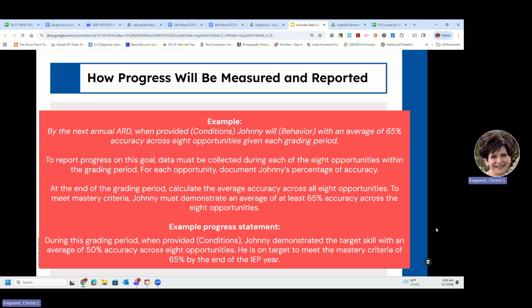So an example progress statement might read: during this grading period, when provided, list the conditions, Johnny demonstrated the target skill with an average of 50% accuracy across 8 opportunities. He's on target to meet the mastery criteria of 65% by the end of the IEP year.